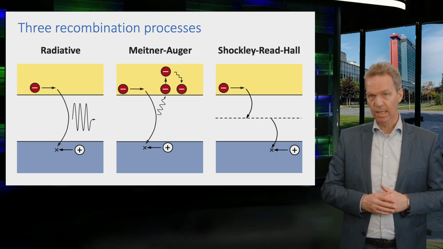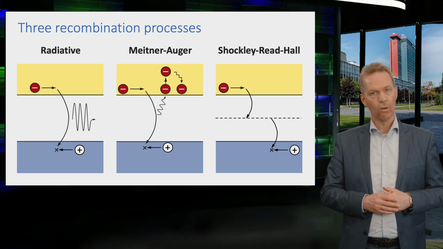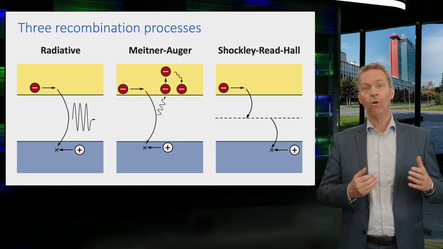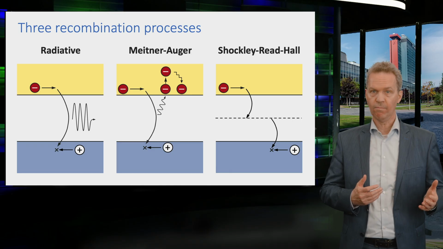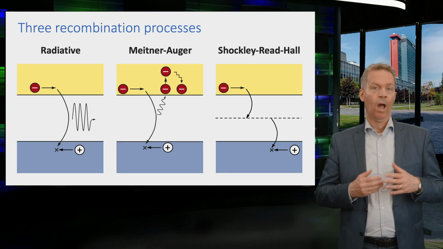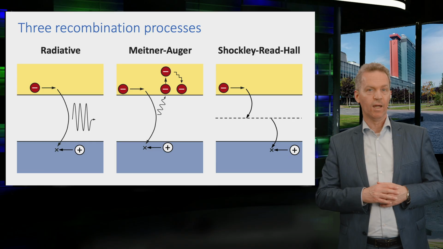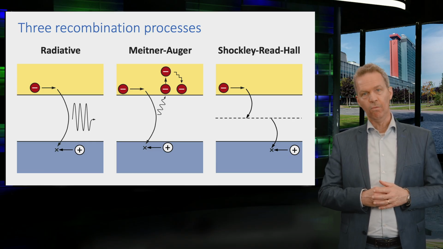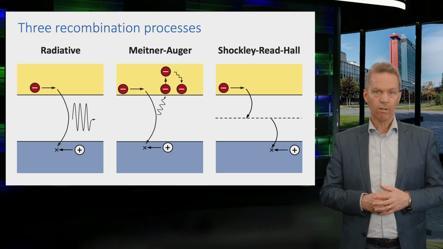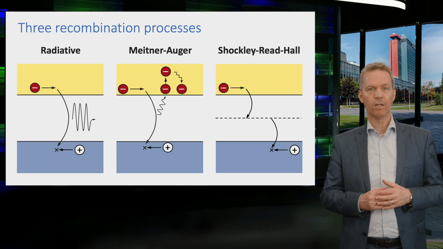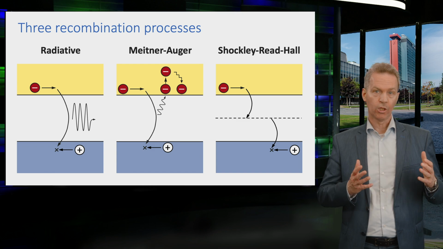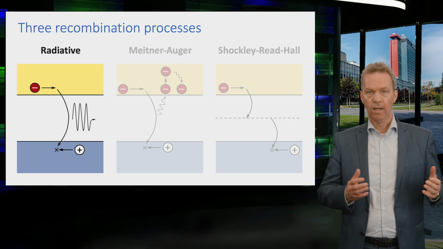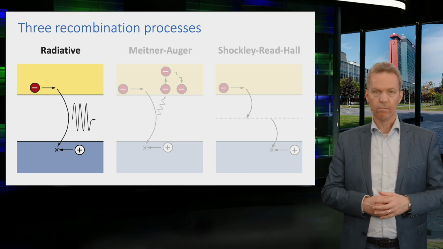Meitner-Auger recombination in literature is often only called Auger recombination, but it turns out that Lise Meitner also reported this effect around the same time as Pierre Auger. We will therefore refer to this process as Meitner-Auger recombination. In this video, we will discuss radiative recombination and Meitner-Auger recombination only, while Shockley-Read-Hall recombination will be discussed in the next video. Let's start with radiative recombination.